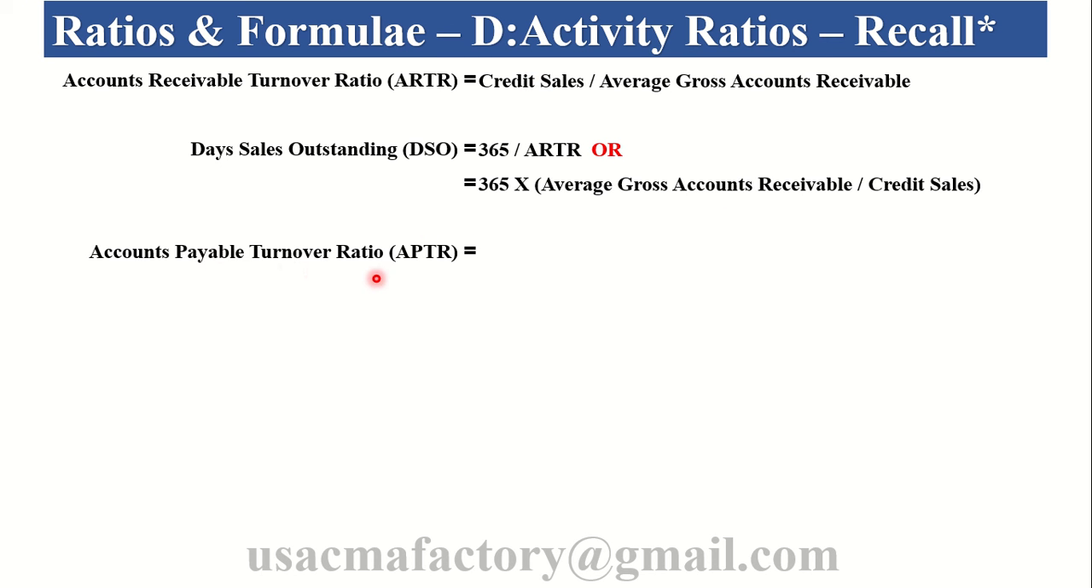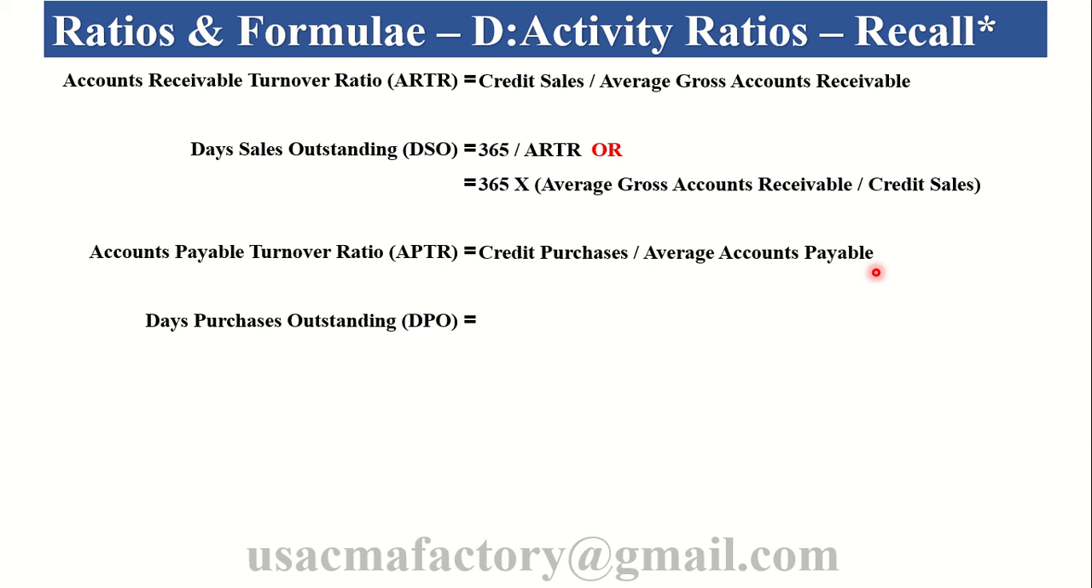Next, accounts payable turnover ratio, APTR, is equal to credit purchases divided by average accounts payable. Days purchases outstanding, DPO, is equal to 365 divided by APTR, or 365 times, reverse this fraction, average accounts payable divided by credit purchases.